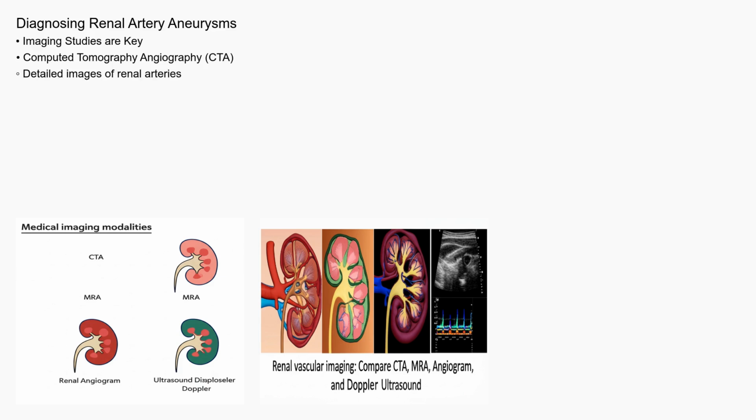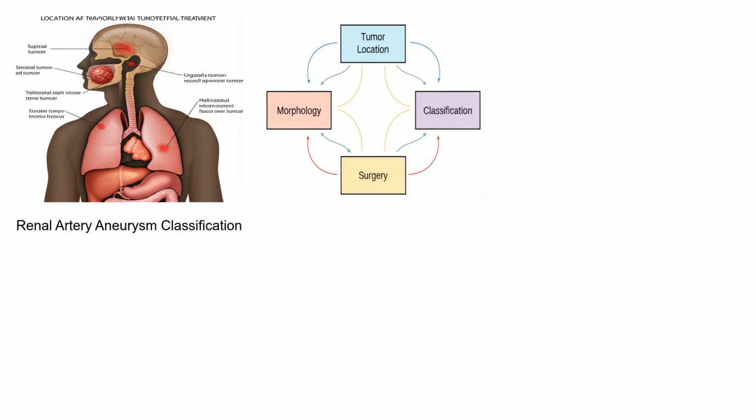Renal artery aneurysms can be broadly classified based on their location and morphology. They can be saccular, meaning they bulge out on one side of the artery, or fusiform, meaning they involve the entire circumference of the artery. They can also be classified as intrarenal, located within the kidney itself, or extrarenal, located outside the kidney. The classification of the aneurysm can influence the treatment approach.